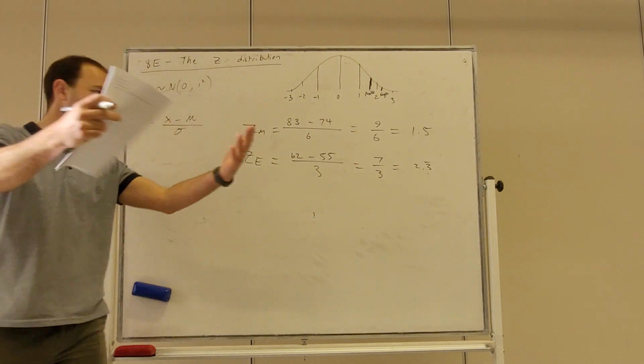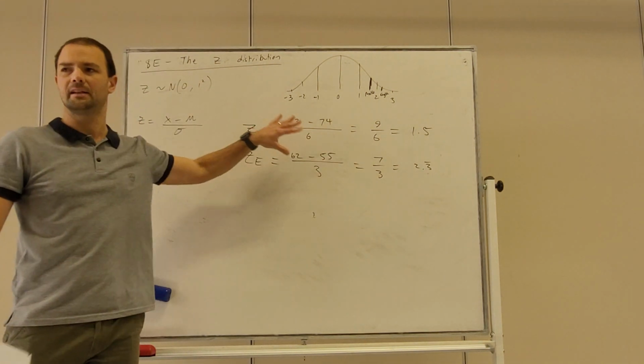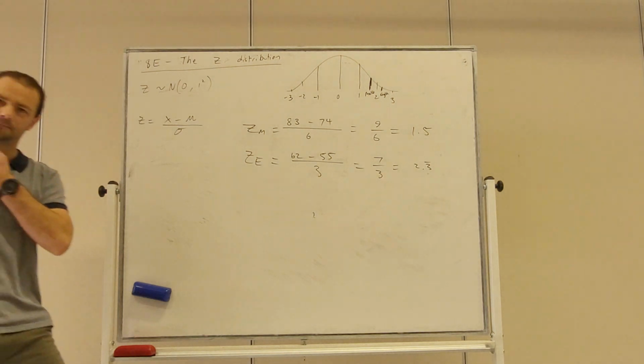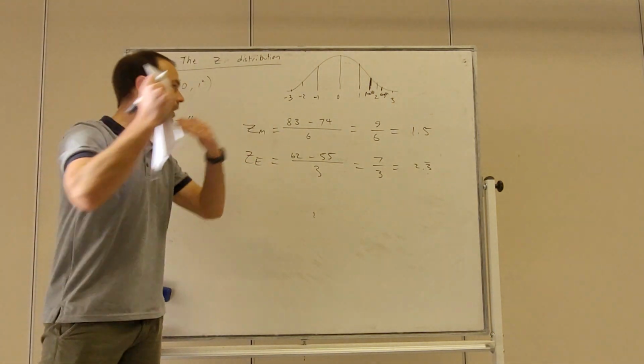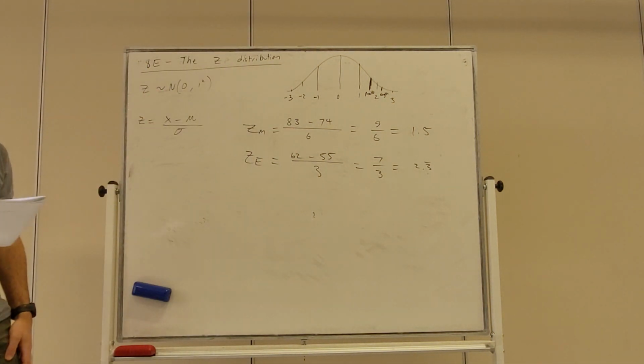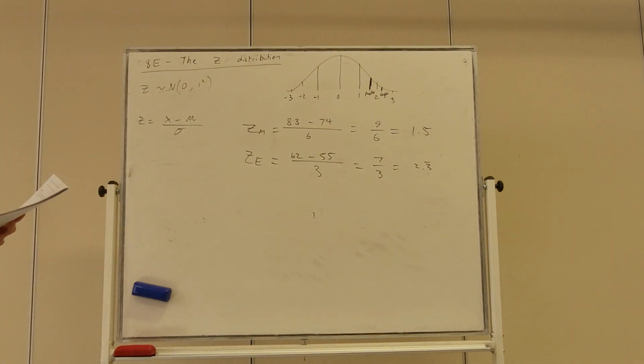So the question is, which one did he do better on? Which one's got a higher Z score? Well, he did better on his English test, okay? Because it's further away from the mean. It's higher up the distribution. Very good. Okay, on to question 2.